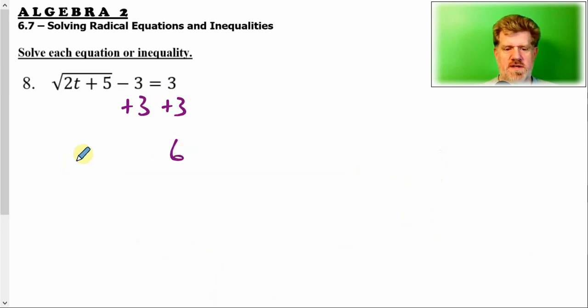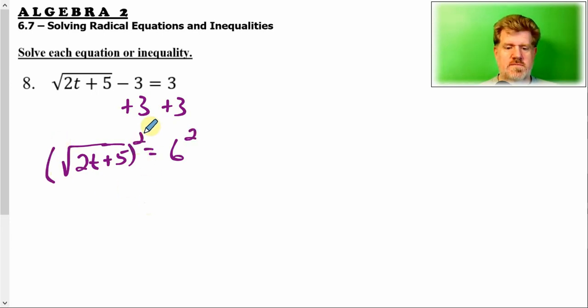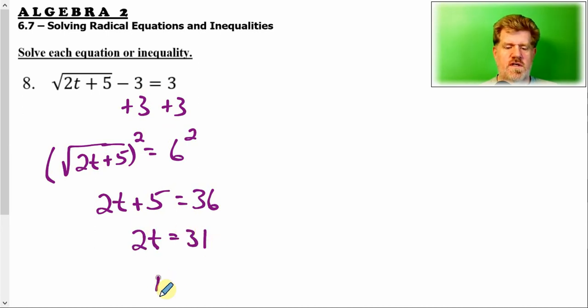Oh, I need to put the positive 6. We'll probably be okay. We haven't thrown in and created any negatives. So square both sides. I just made that worse, didn't I? I'm going to take that and do that one again. Here we go. All right. The root and the square cancel each other out. 6 squared is 36. Subtract 5. Half of 31. Okay, if you write 15.5, that's totally up to you.